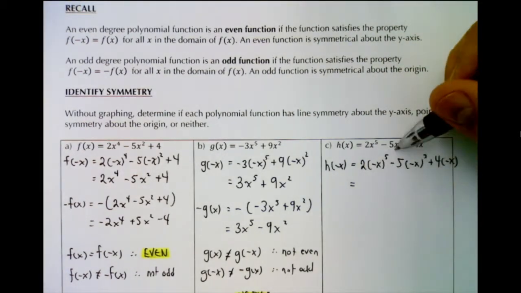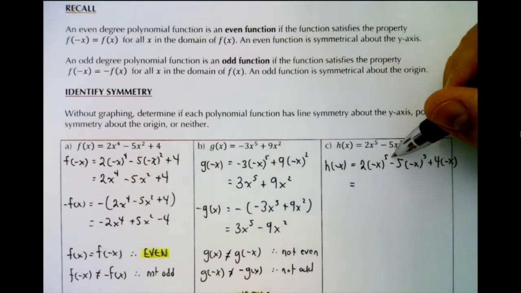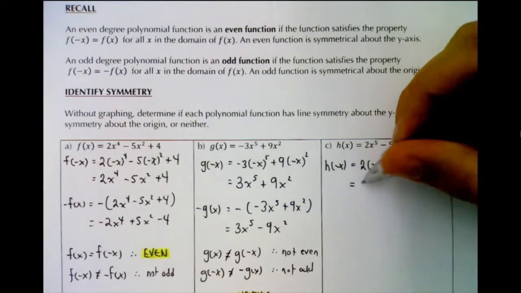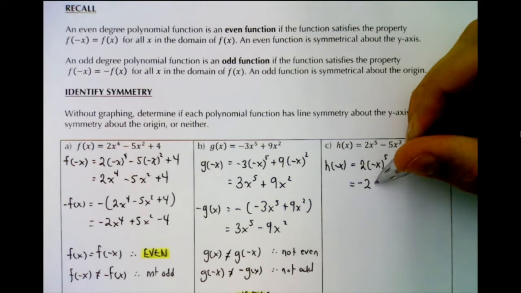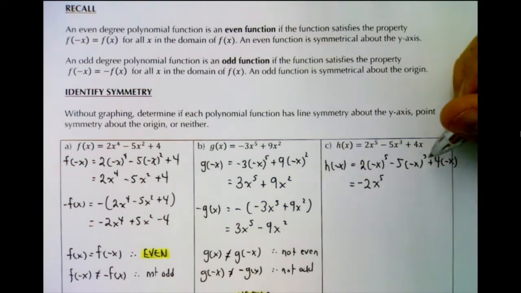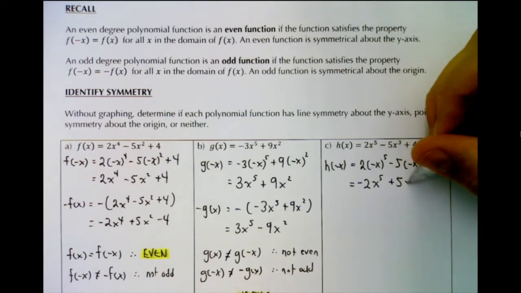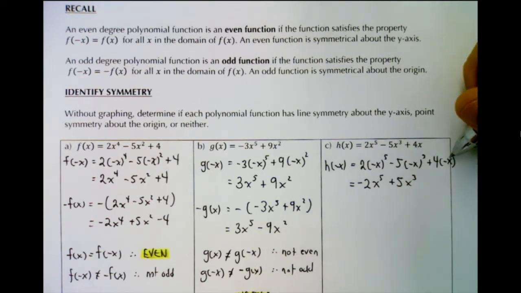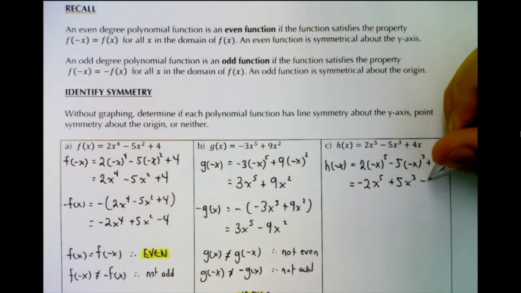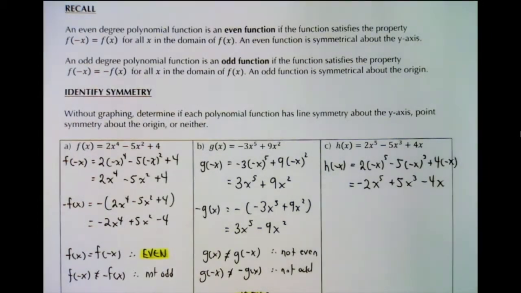Negative x to the exponent 5 would leave us with an odd number of negative x's, which means we need to change the sign of the coefficient. Same happens here with 3. And same thing happens here with the degree 1 term. So you might be starting to see a trend here. I'm going to pause right now just to reflect on what you might be picking up on.